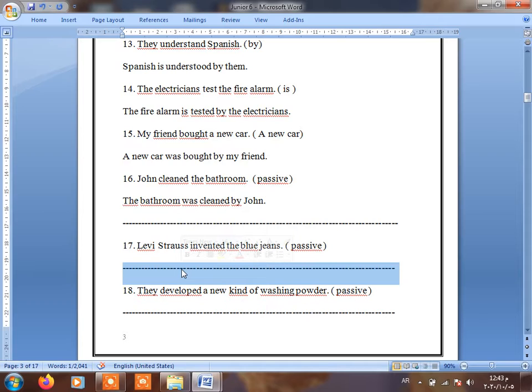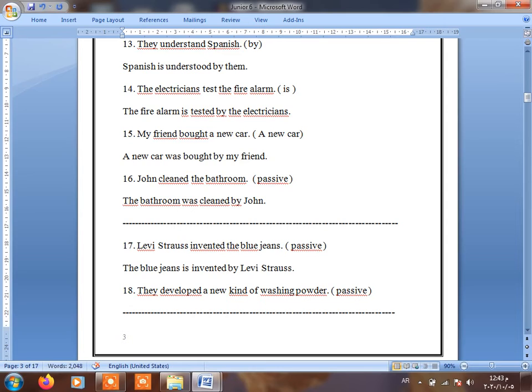Okay, number 17. Levi Strauss invented the blue jeans. So the blue jeans is the object. So the blue jeans is invented by Levi Strauss.